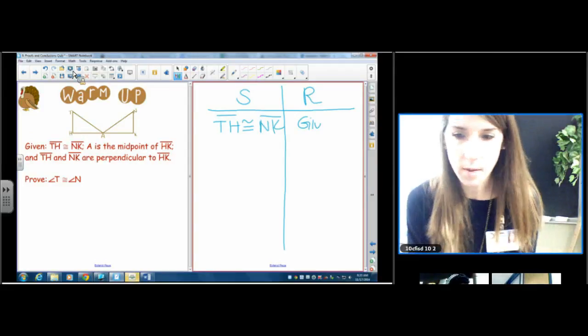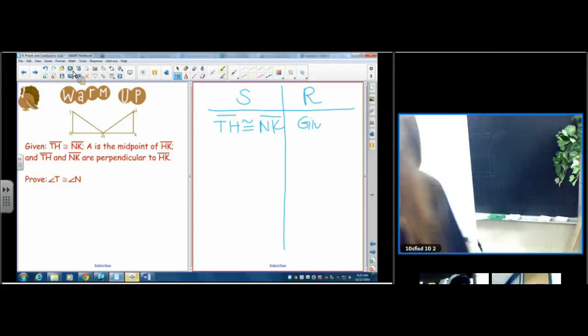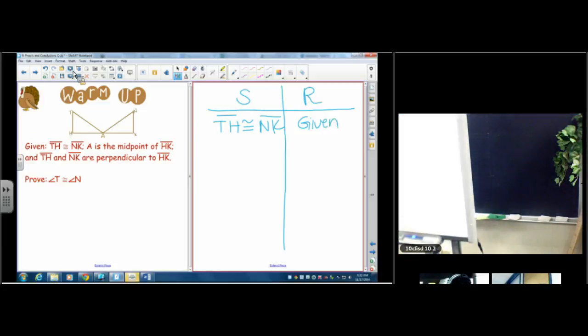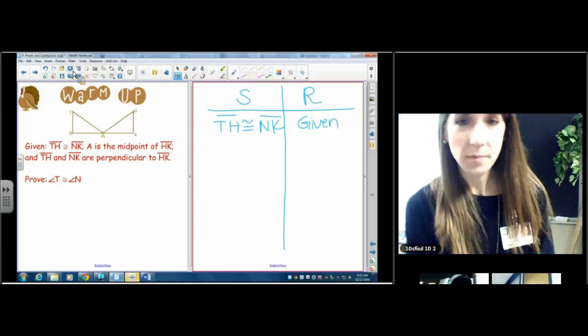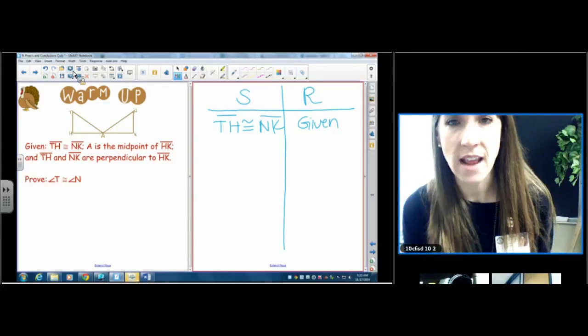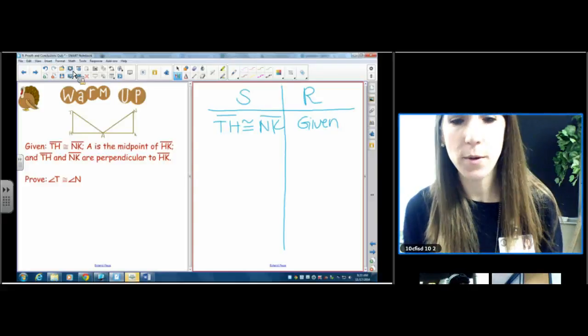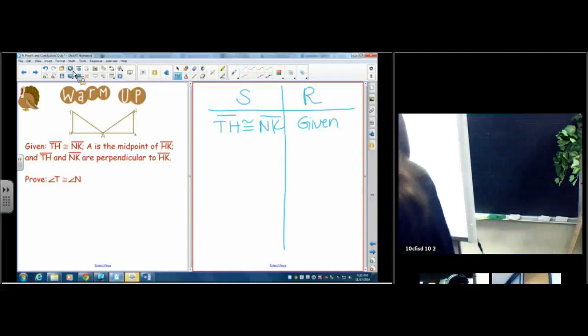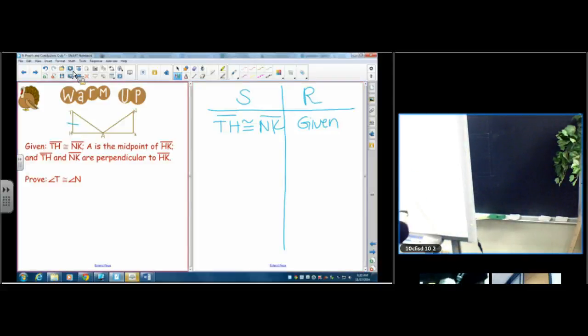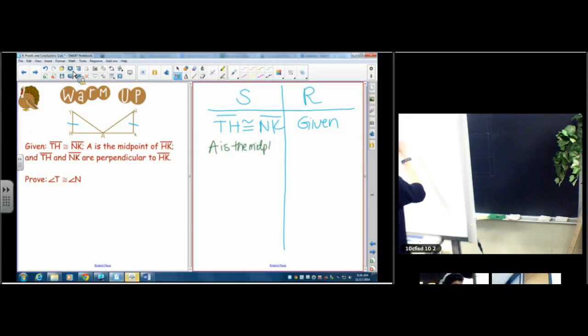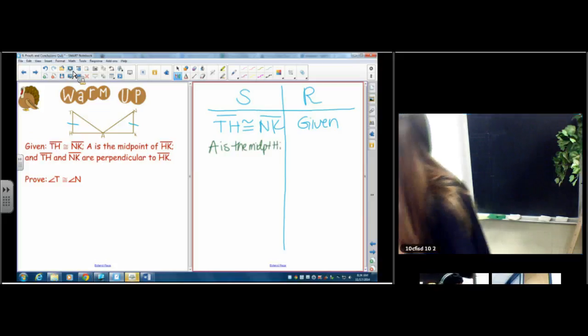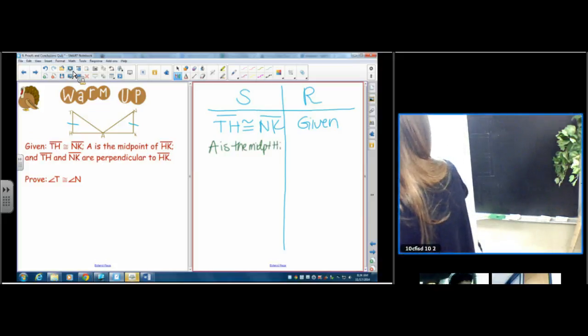Once I've written something on my T-chart, now I can mark it on my picture. And if something flows from that, if there's a conclusion to that, then you need to keep going. But nothing flows from those two sides being congruent, so we're not going to worry about that. We're going to go to our next given. Kind of ran out of room there. And that is given.